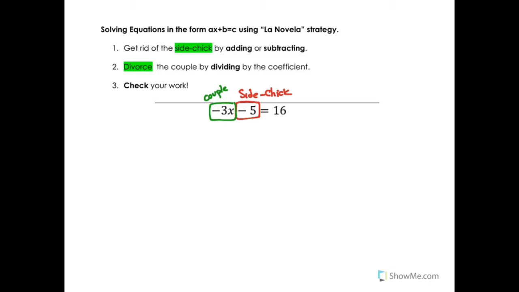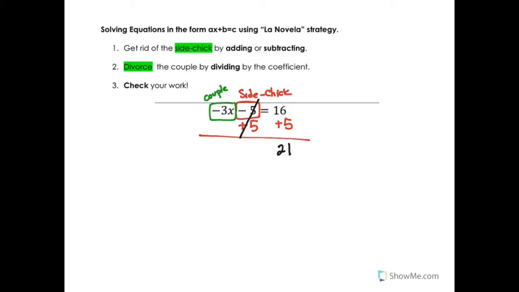Well, remember that we're always going to either add or subtract, and it depends on the sign of the number. So in this case, we have a -5. So if I'm trying to get rid of it, I want to do the opposite, which would be addition. So I'm going to add 5 on both sides. Okay, and when I add 5 on both sides, these two things will cancel each other out because -5 plus 5 is 0. They're inverses of each other. The 16 plus 5 is going to give me 21.